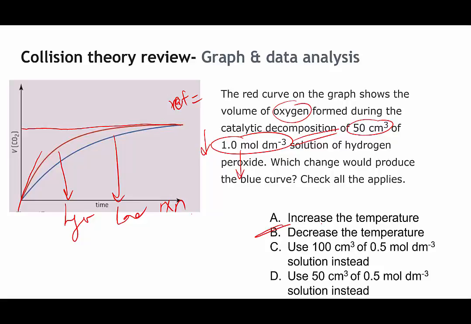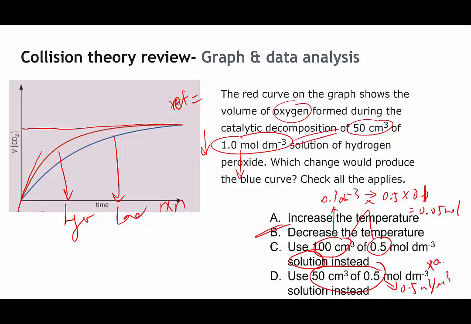So both decrease the temperature and also lowering the amount, but also increasing the total volume. That gives my initial solution 0.5 times 0.1 dm³, which equals 0.05 moles of my solution. The second one gives me 0.5 moles per dm³ times 0.05 dm³, and that gives me a lesser amount of solution than 0.5.